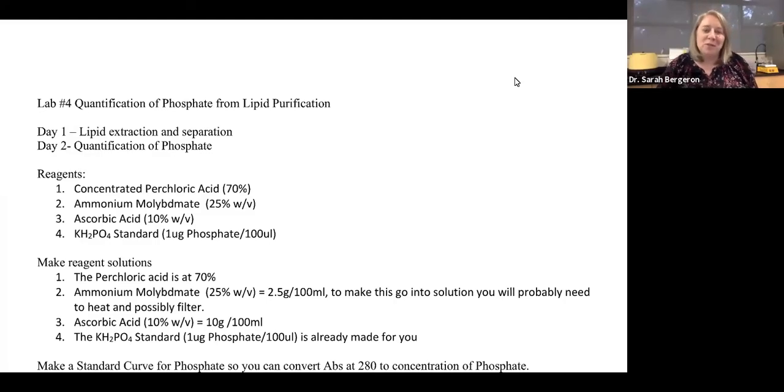Okay, welcome to lab. Since you can't come to lab, lab is coming to you. So we are on lab 4, and this week we are going to quantify the phosphate from our lipid purification that we did last time.